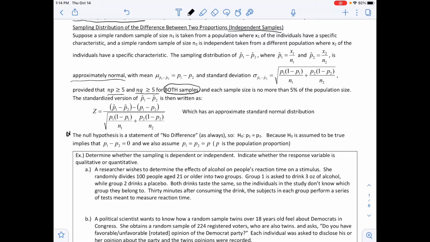Below that, it says the null hypothesis is a statement of no difference, as always. So our null will always be p1 is equal to p2. Because H naught is assumed to be true, this implies that p1 minus p2, since they're equal, if you subtract them, you would get 0. And we also assume p1 is equal to p2, which is equal to p, where p is the population proportion.